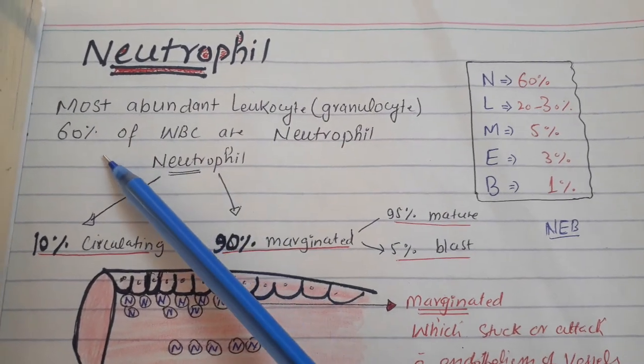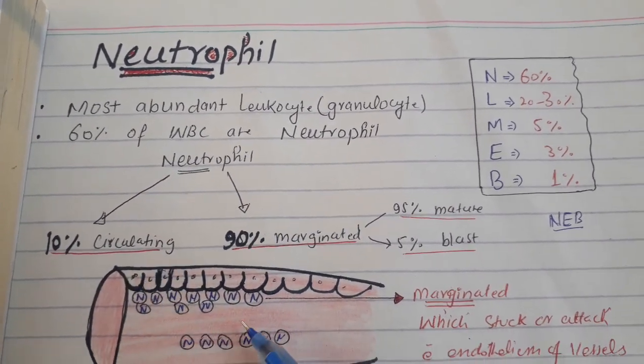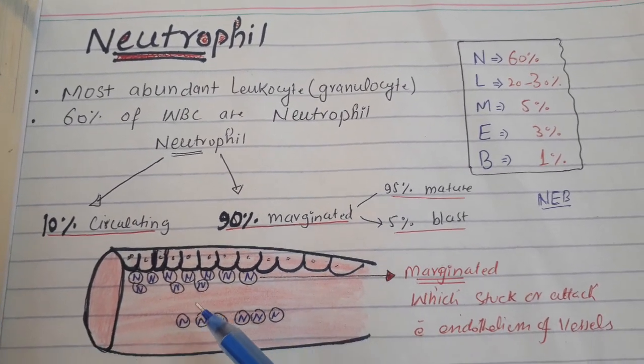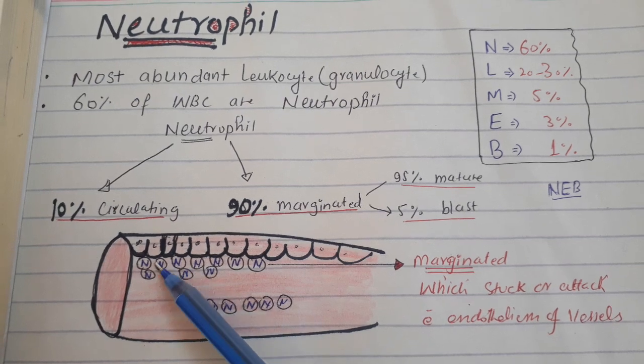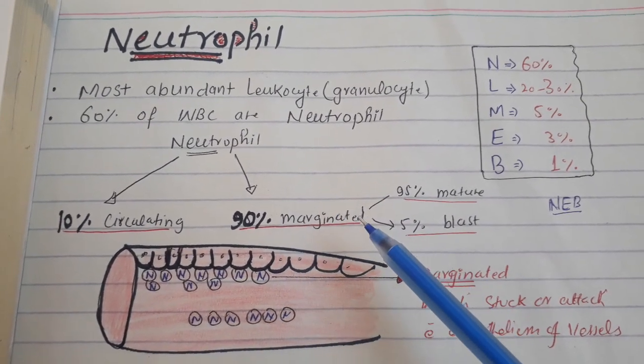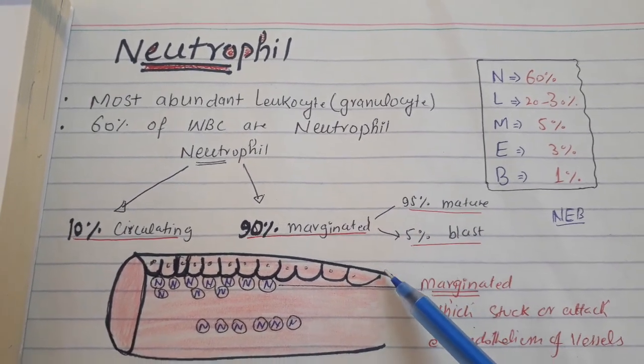Now, of these 60% neutrophils, 10% are in circulation and 90% are marginated. Marginated means stuck or attached to the vascular endothelium. Of this 90% marginated neutrophil, 95% are mature and 5% are blasts.